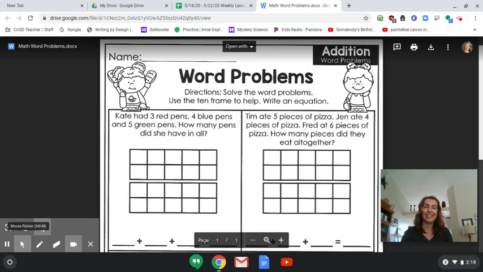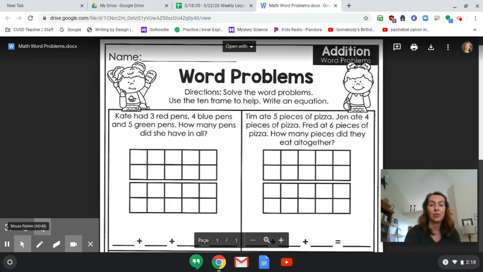Hi friends, I'm back with another word problem page. Now, sometimes at school we call them story problems because there's kind of a story and we have to figure out the answer to what they're asking us in the story.